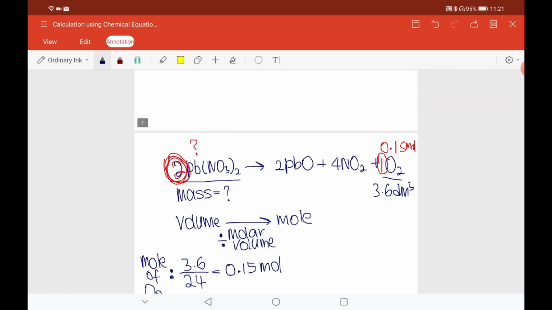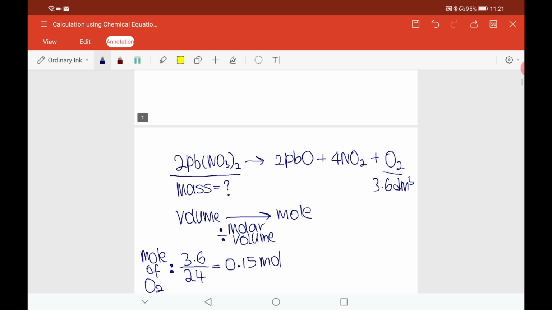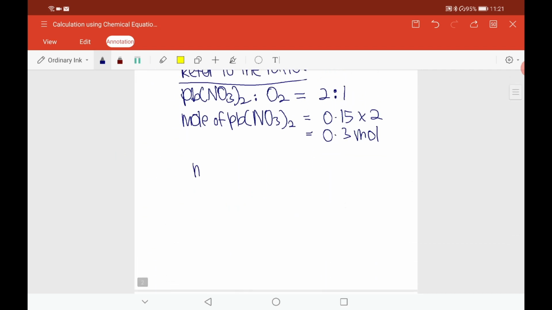So what do we want in the end? In the end, we are looking for the mass. So how do we get the mass? Now that we have the mole, we can convert the mole to the mass. Mole can be converted to mass using RAM.